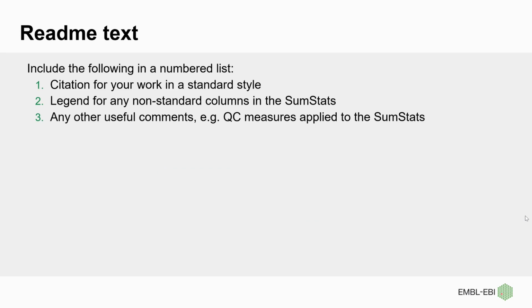In the Readme text column, we ask you to enter some author notes that will appear alongside your summary statistics files. These should be formatted as a numbered list, including the citation for your work in a standard style, a legend for any non-standard columns that you included in the summary statistics, and then any other useful comments, such as specific QC measures that were applied to your files or other information.